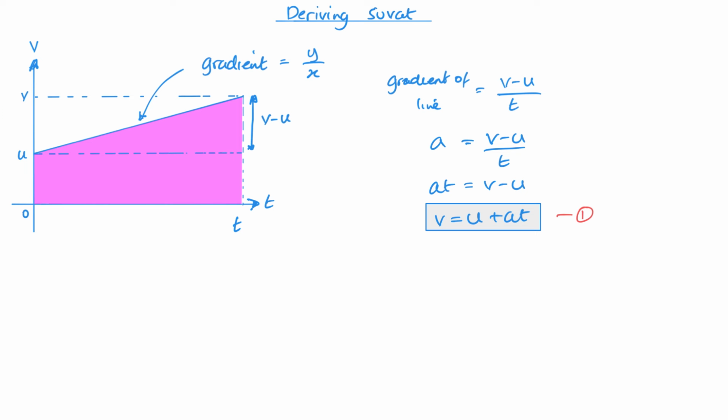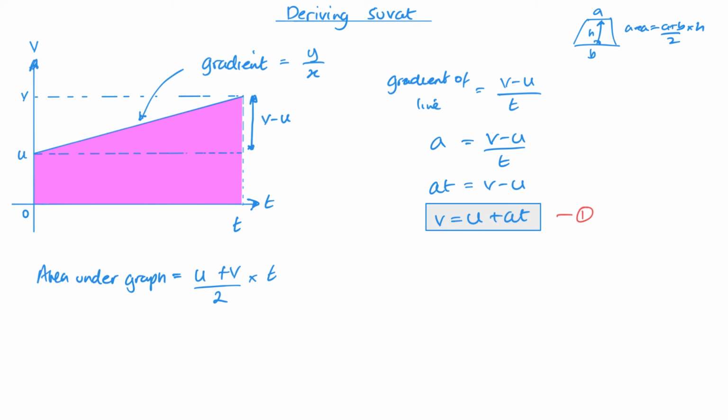The second one I can get from the area under the graph. So that's the shaded area. So area under the graph, which you can see here is this purple shaded area. Well, it's a trapezium, isn't it? You know, trapezium has the formula a, b, and h, and the area is a plus b over 2 times h. So in this case, my a is this distance here, which is u. My b would be this distance here, which is v, divided by 2 times my height, which is this distance here, which is t.